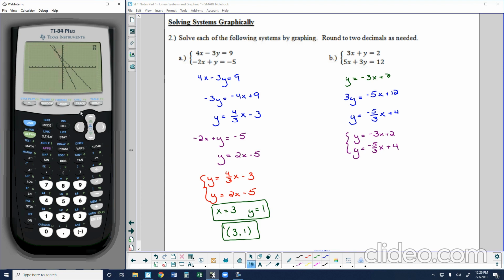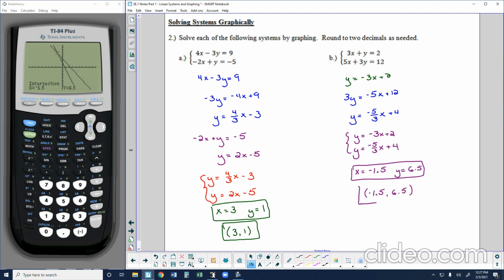I can find that by hitting second, trace, in the calculate menu, going down to the 5th option. When it says first curve, I'm making sure my blinking cursor is on one of the two lines, hitting enter. Making sure on second curve it's on the other of the two lines, hit enter. I'm not going to guess, just hit enter. And there we have our answer. So our answer could be written as x equals negative 1.5, y equals 6.5, or it could be written as a coordinate pair, negative 1.5, 6.5.